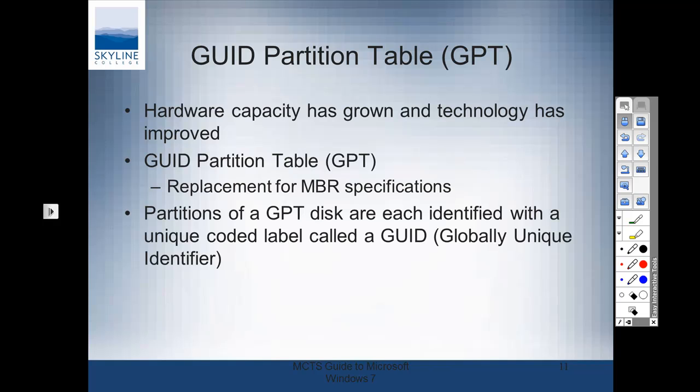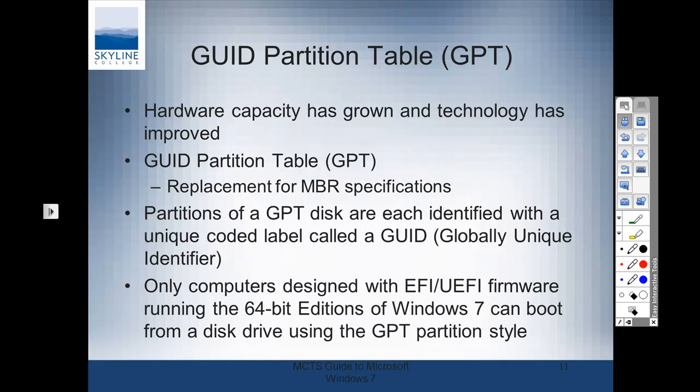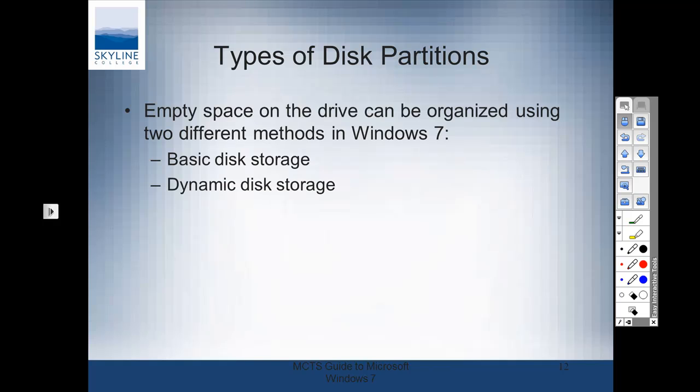GPT replaces MBR. It's identified with a unique code called a globally unique identifier. So you're going to see that term, globally unique identifier, that's going to come back in Active Directory also. What that means is it's a number that allows it to find the stuff. With EFI, UEFI firmware running 64-bit editions can boot to the disk drive using the GPT partition table. So there are some requirements other than, oh yeah, I've got this really big disk drive, now what do I do with it in order to do that?